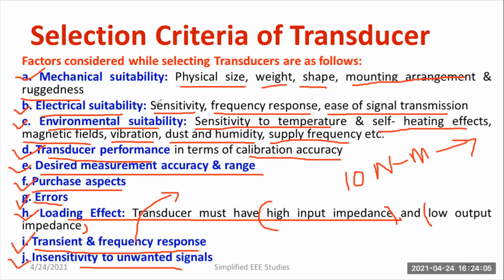Then insensitivity to unwanted signals. If the transducer is said to be good, it should be insensitive to unwanted signals. For example, I have to measure force. In some cases, slight vibration will take place. So your transducer should not be sensitive to your vibration. It should be sensitive only to the force which is applied externally.